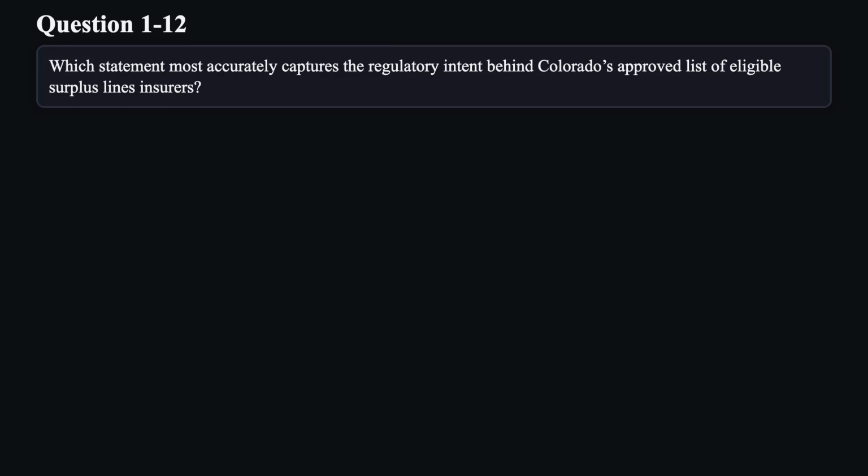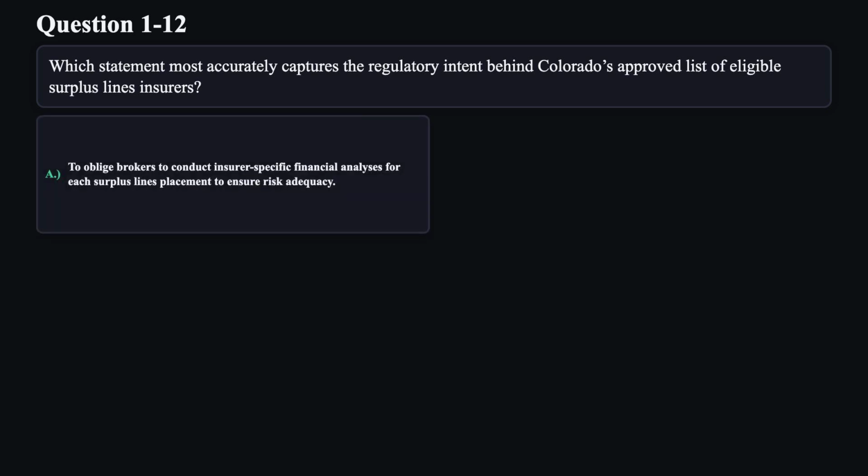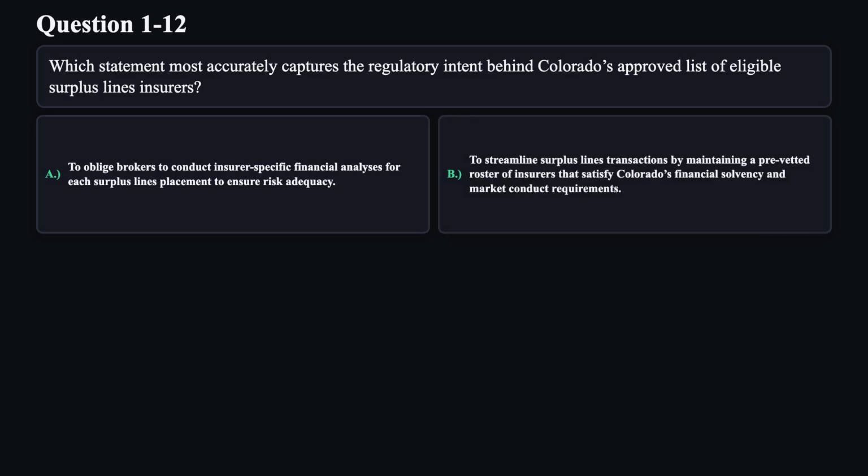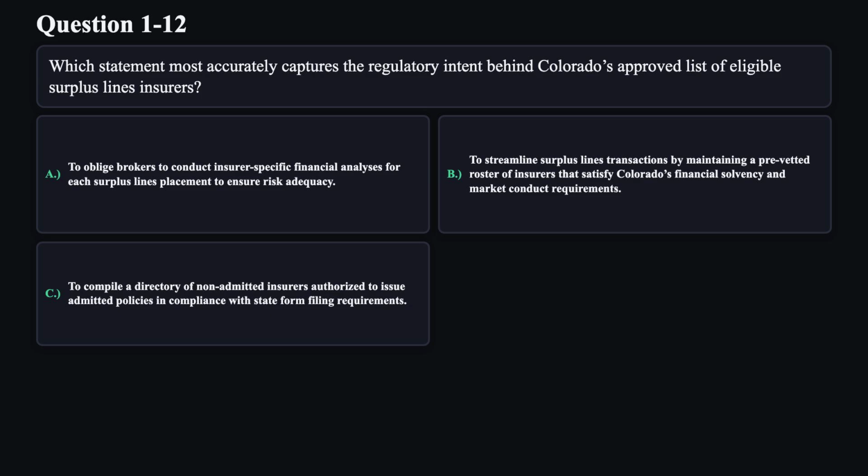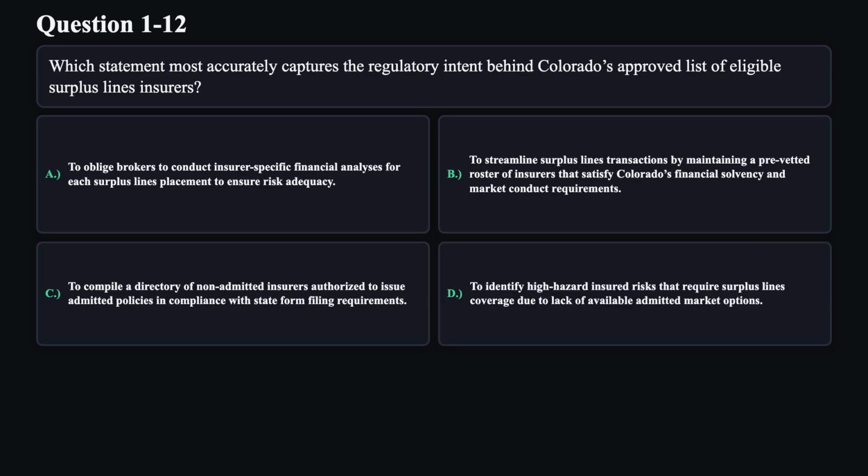Question 12. Which statement most accurately captures the regulatory intent behind Colorado's approved list of eligible surplus lines insurers? A. To oblige brokers to conduct insurer-specific financial analyses for each surplus lines placement to ensure risk adequacy. B. To streamline surplus lines transactions by maintaining a pre-vetted roster of insurers that satisfy Colorado's financial solvency and market conduct requirements. C. To compile a directory of non-admitted insurers authorized to issue admitted policies in compliance with state form filing requirements. D. To identify high-hazard insured risks that require surplus lines coverage due to lack of available admitted market options.